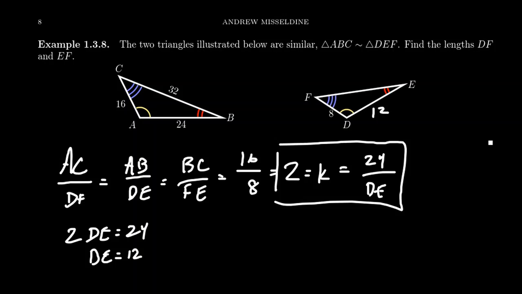The other one as well, if we just cut this in half, that's going to give us the side length for FE as well. So that means the remaining side must be 16 because there's a factor of 2 proportionality between these triangles.